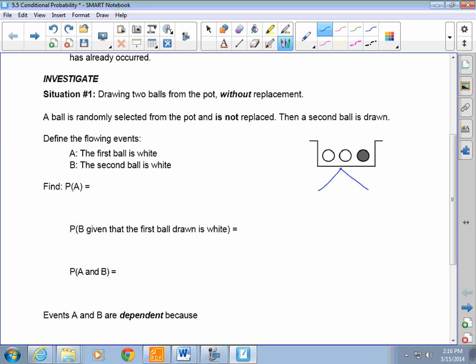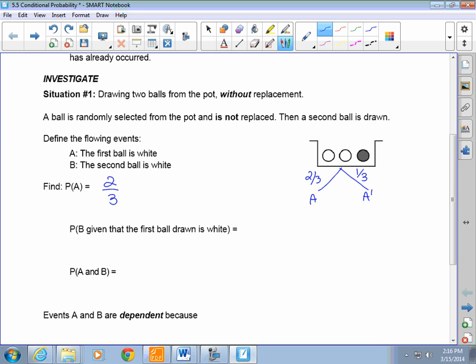So this is A, this is not A. The probability of selecting a white ball would be 2 out of 3. The probability of not selecting a white ball on your first selection would be 1 out of 3. So the probability of A happening, you have a 2 in 3 chance. Then B, the next part says, what is the probability of B happening, given that the first ball drawn is white?